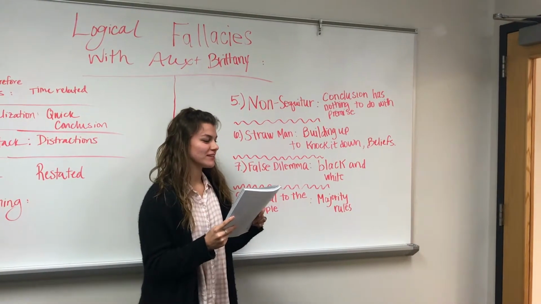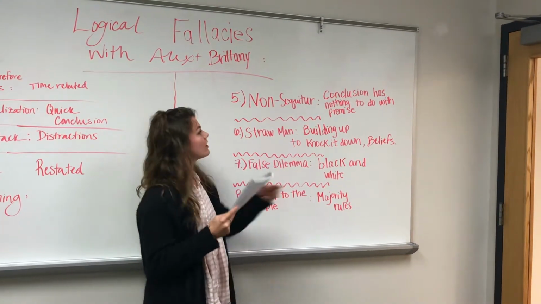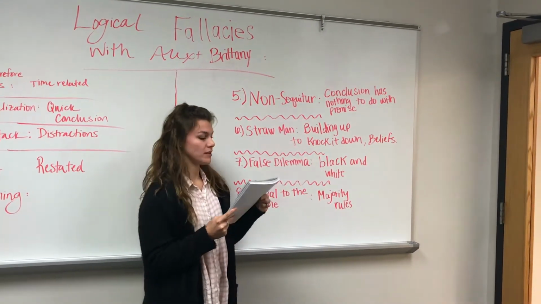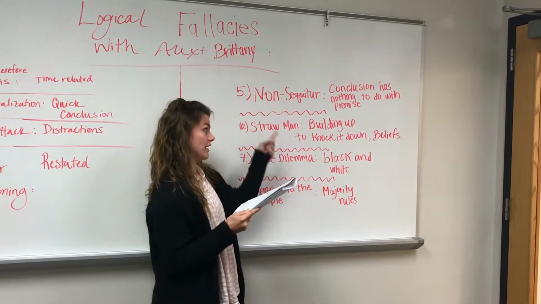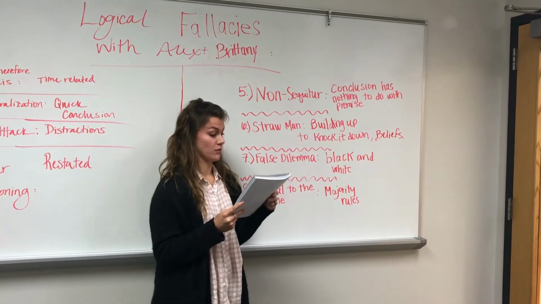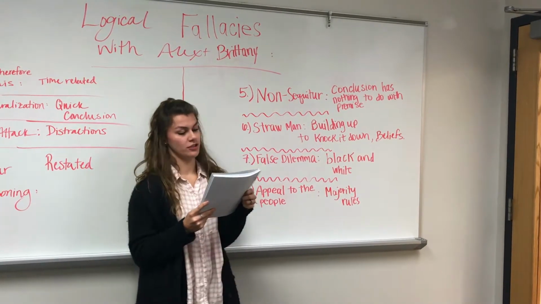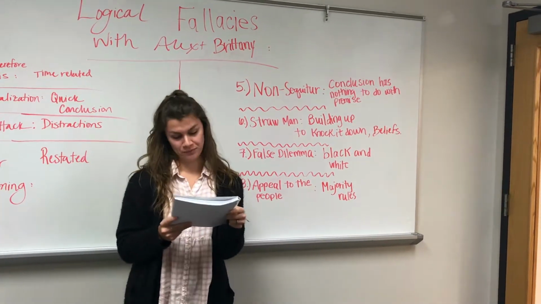So continuing with the fallacies, non sequitur means the conclusion has nothing to do with the premise. So a non sequitur literally means it does not follow. So as you can see, it has nothing to do with what's going on. So an example of that would be that she drives a BMW, so she must be rich.